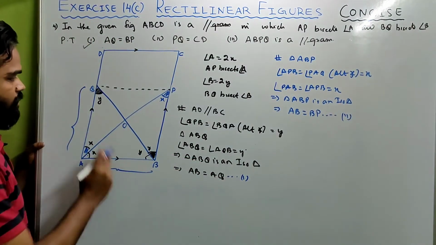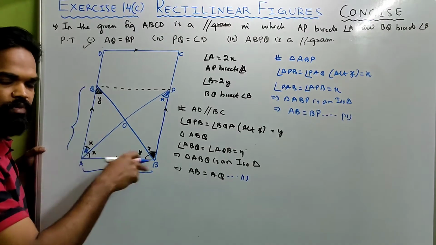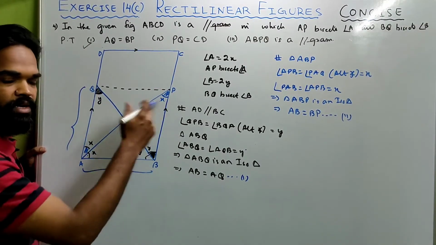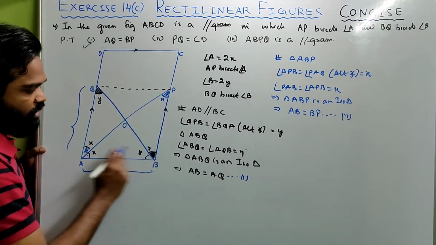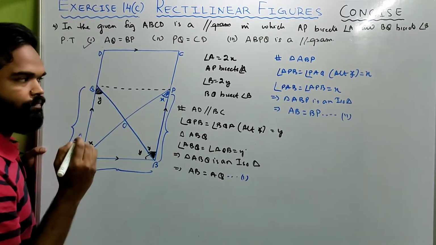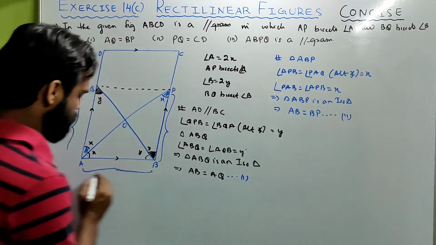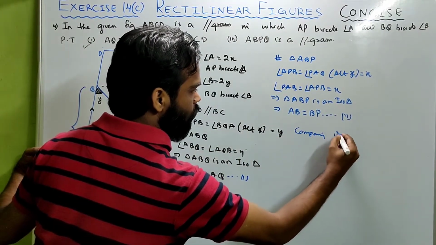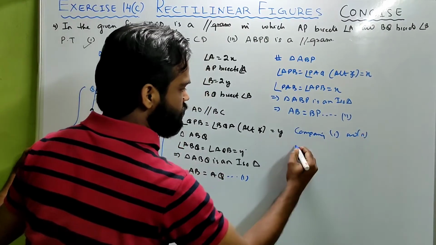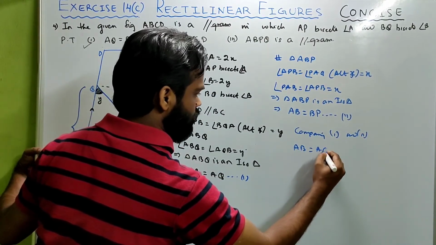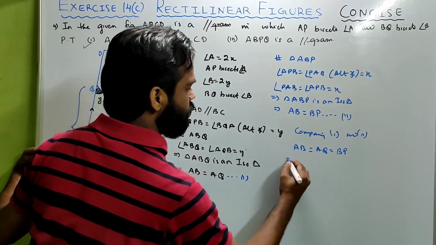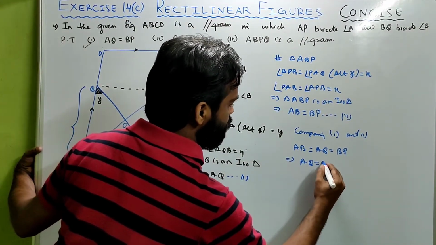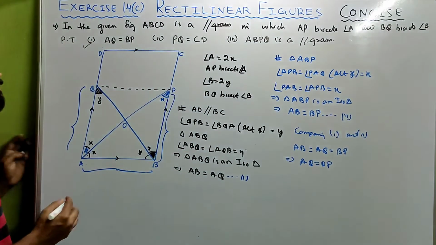So what I did: ABQ, I proved it's an isosceles triangle, so this side and this side are equal. ABP, I proved it's an isosceles triangle, so this and this side are equal. Comparing 1 and 2, look carefully, we can say that AB equals AQ equals BP, which simply means that AQ equals BP. Proved the first part.